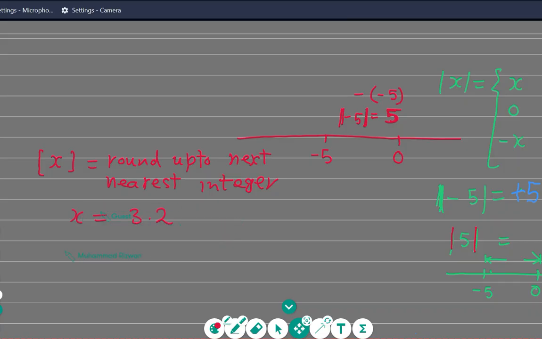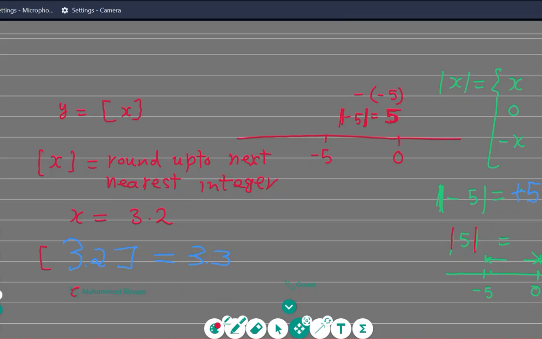What is the answer of this? Write 3.2 here. The function y is equal to the ceiling of 3.2. Draw a square bracket, is equal to, what is the nearest integer? Round it up to the nearest integer. 3.3? Yes, it is the function y is equal to the ceiling function. Clear?